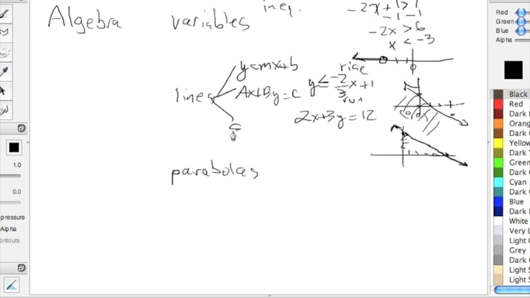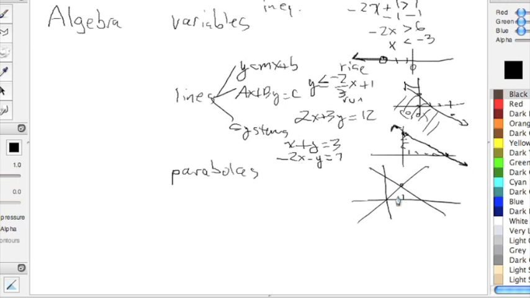Then the next thing we went into was systems, and systems was just 2 lines, so we would have x plus y is equal to 3, for example, and minus 2x minus y is equal to 7. This was just two equations, 2 unknowns, but really this was two lines because they're both linear equations, and so they would go like this, and then we would solve for the x and y of wherever they intersect.